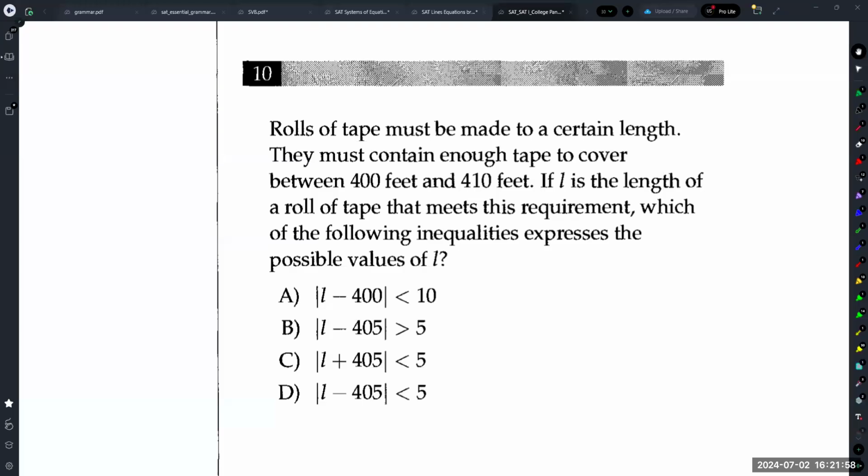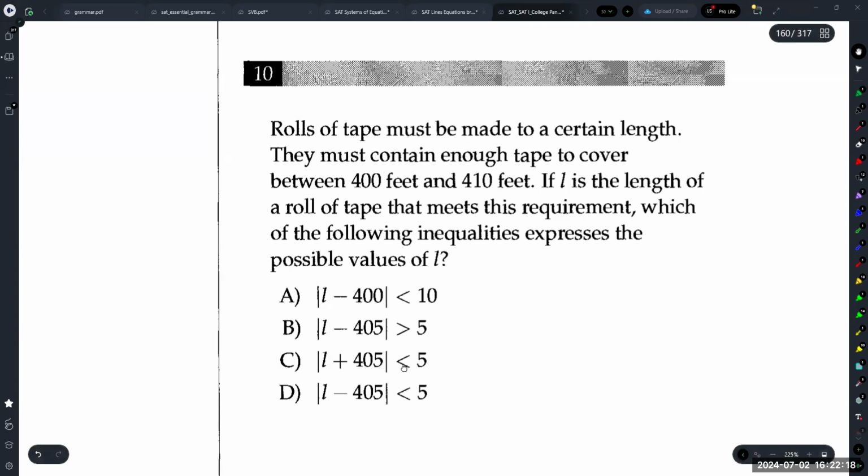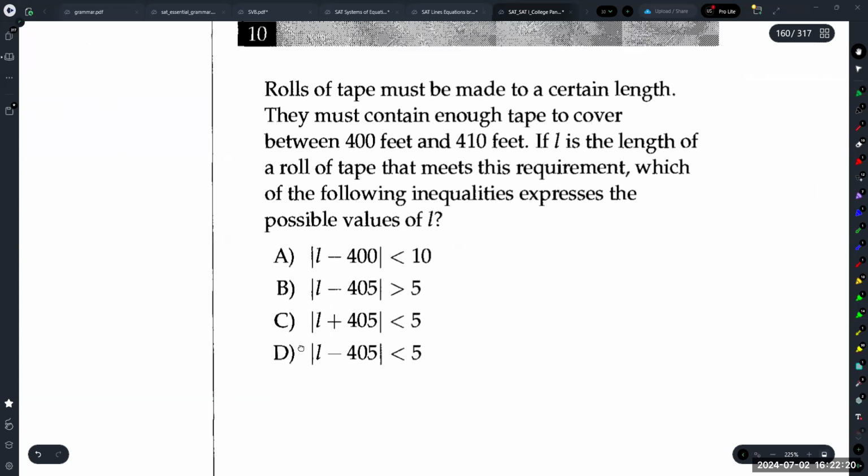Yes, you are right. It is D. Because 400 and 410 come with mid value 405, and the range 10 is divided by 2, and it's supposed to be within these values, so it is less than. Is that clear to everybody? The answer is D.